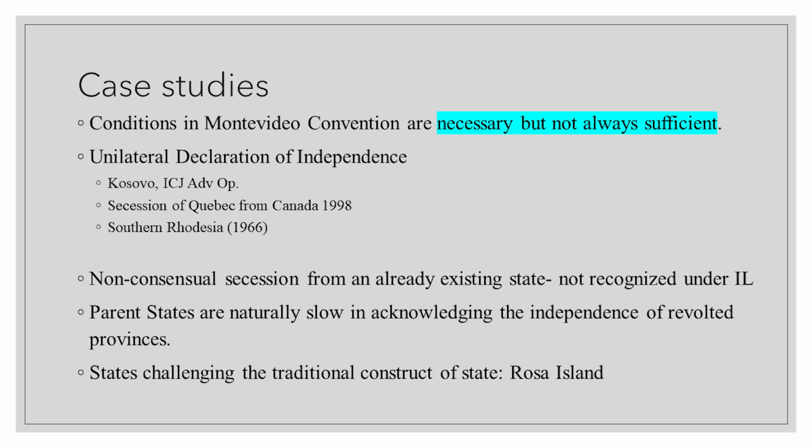Also, there is one category of case studies in state recognition which is very interesting. This is unilateral declaration of independence. And this comes from the example that I just took, where an existing state is there, and a part of it parts its ways from the existing state and unilaterally declares that, okay, this part is now independent. We declare our part independent and no more a part of the existing state.